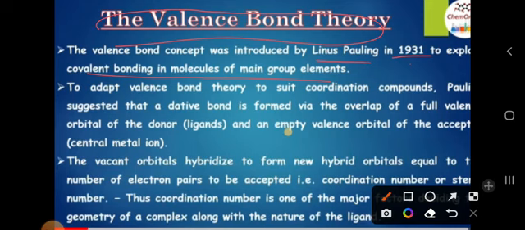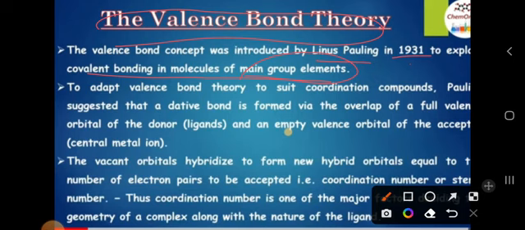He explained covalent bonding. What is covalent bonding? Covalent is nothing but a shared pair of electrons in molecules. Main group elements, in the periodic table, we have D block elements, P block elements, S block elements, F block elements. How the bonding happens in those elements was explained by Heitler and Pauling.